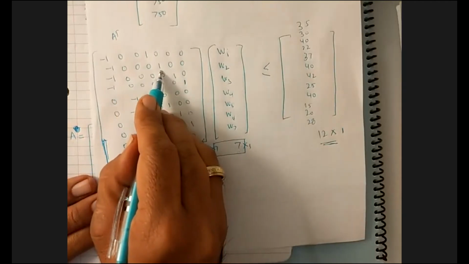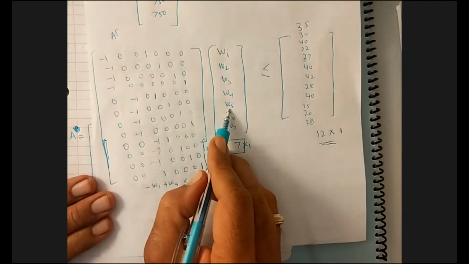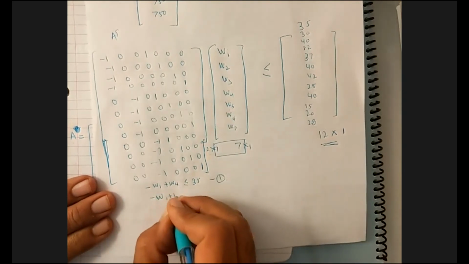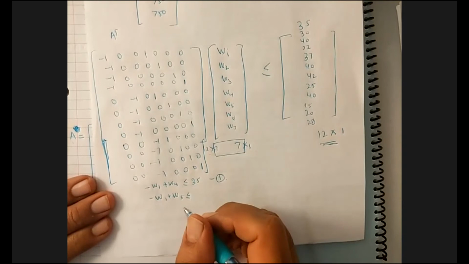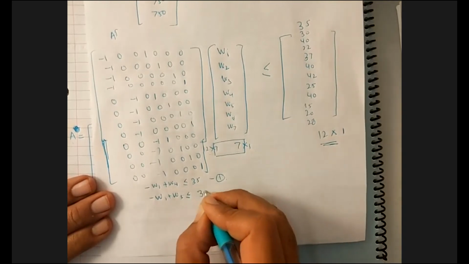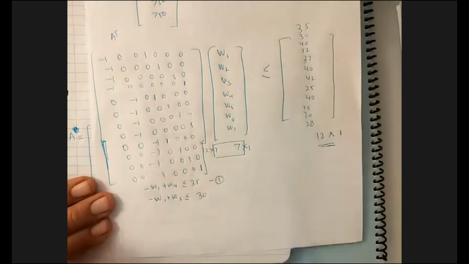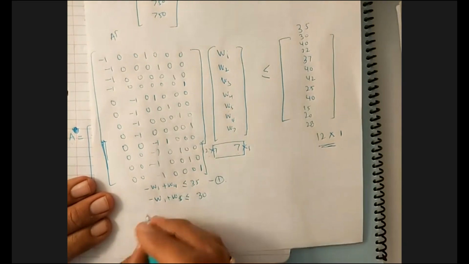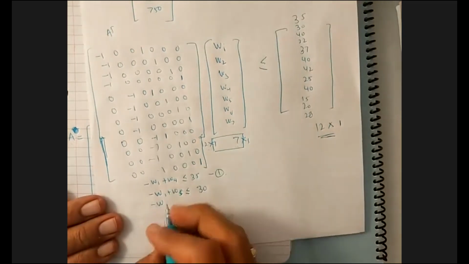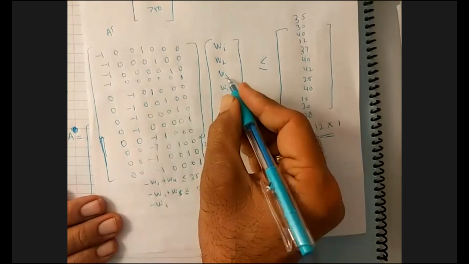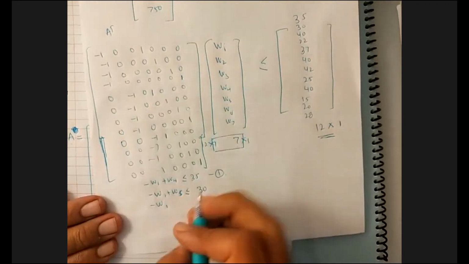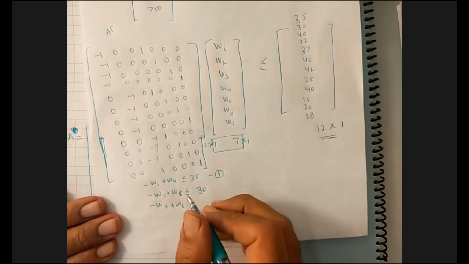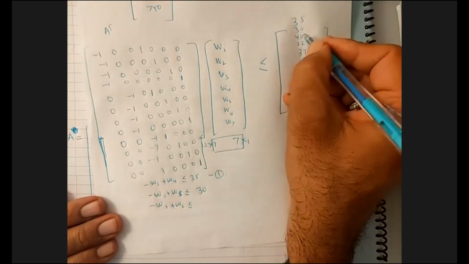I can write the next one, -W1 plus positive W5 should be less than or equal to 30. That gives me my second equation, and so on and so forth. That makes sense? And I can write more, right? So let me write all the W1s, and then I can make the point that I need to make. So -W1 plus W6 is less than or equal to 40.